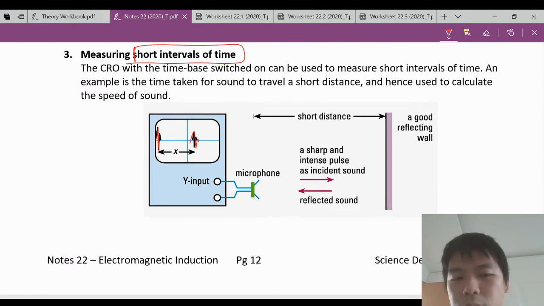Okay. So this would wrap up our last topic of the cathode ray oscilloscope, and this is how we can actually use it to monitor our voltage or to do other experiments.